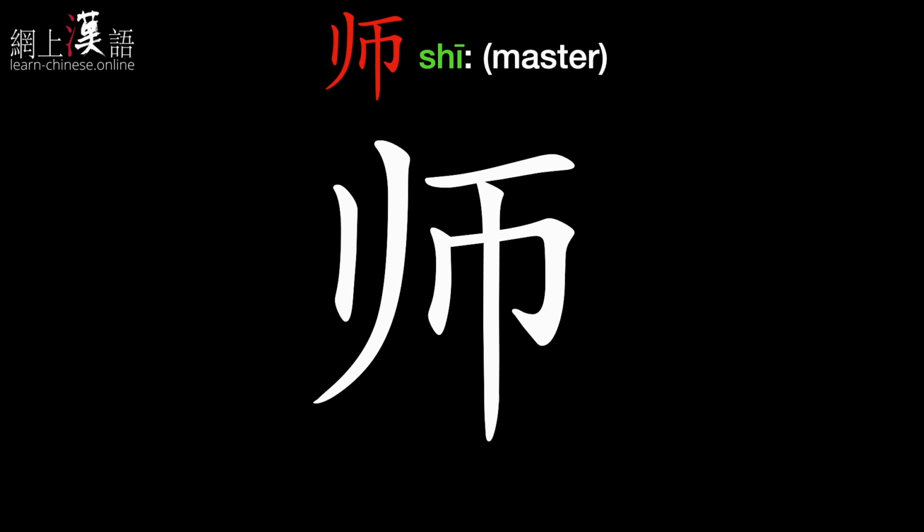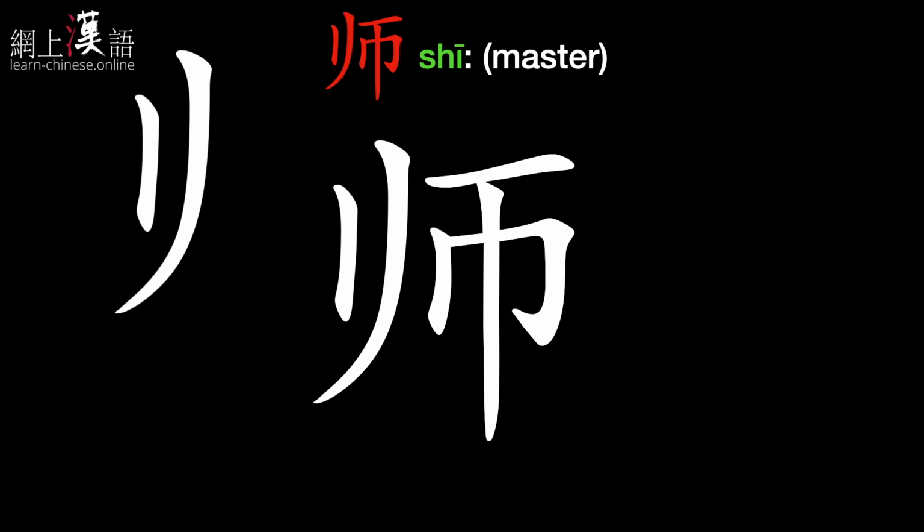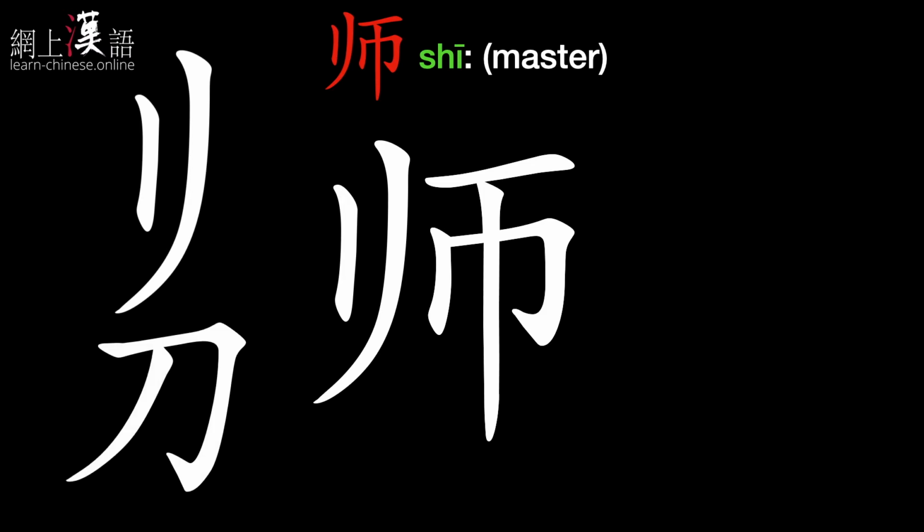Now, the character 师, shi, master. This Chinese character cannot be used alone. It has 3 components. On the left is a component for the knife. It is a vertical variant. The Chinese character for the knife is actually written like this.